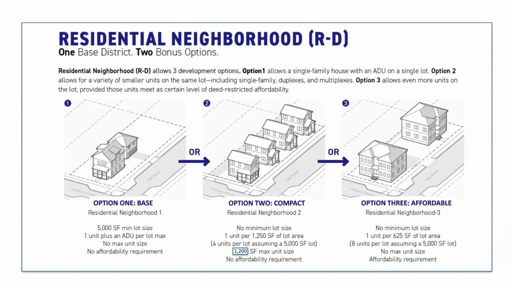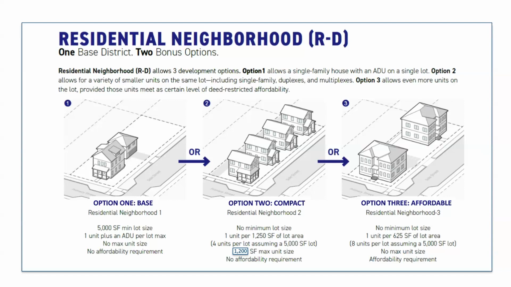So if you're going to use the base, you'll have 5,000 square feet as a minimum lot size. You can have 1 unit plus 1 ADU per lot, and that's a maximum. However, there's no maximum unit size and there's no affordability requirement.